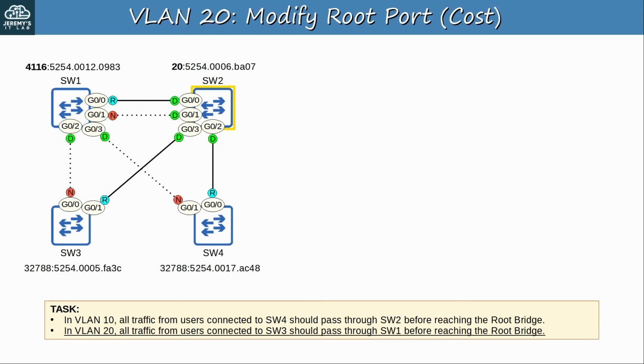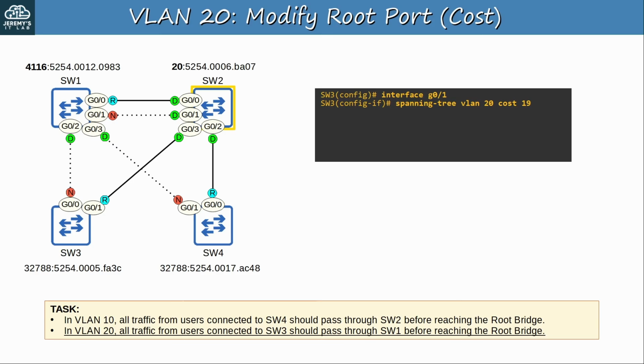Now let's do the same for VLAN 20. All traffic from users connected to switch 3 should pass through switch 1 before reaching the root bridge. I'll use the same method I did for VLAN 10. I'll increase the cost of switch 3's current root port, G01, to 19. That will make it select G00 as its new root port.